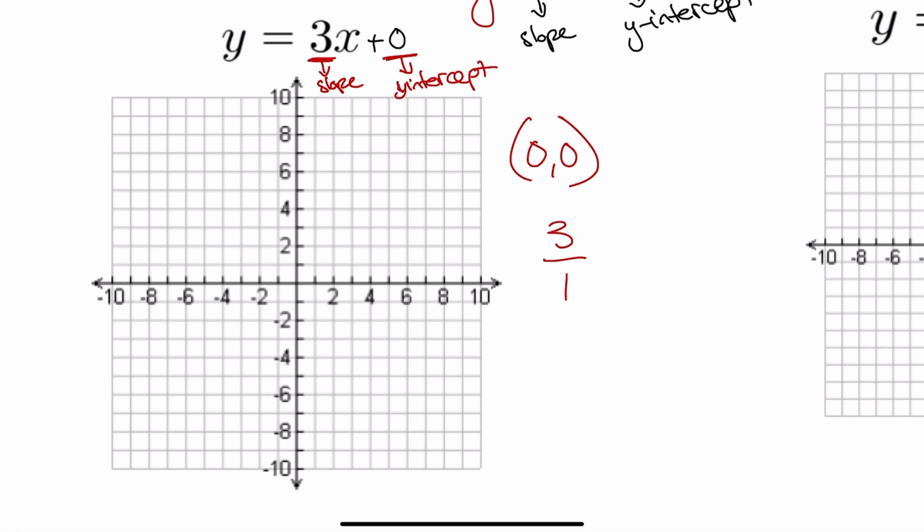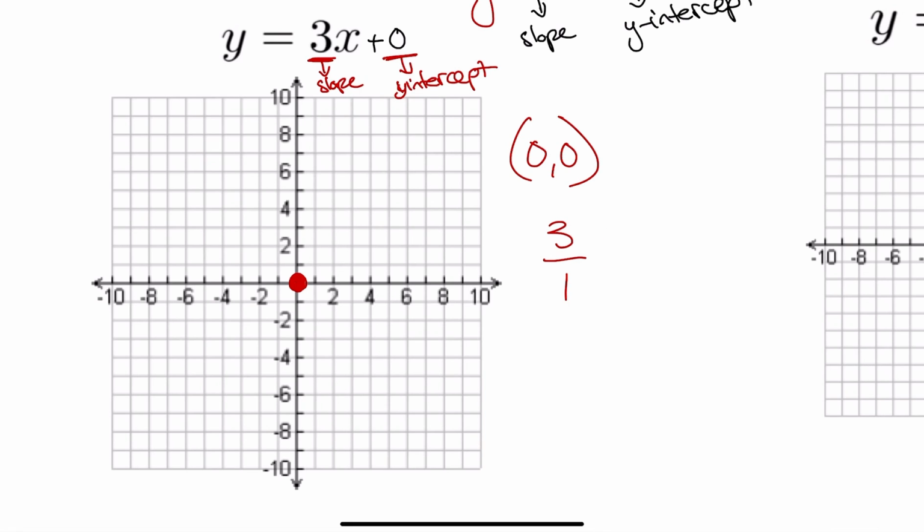Okay, so now let's start plotting. We have both of the things we need, a y-intercept and a slope. So y-intercept here is at 0, 0. 0, 0 is right in the middle of our graph. Right there. Nice. Okay, so now I'm going to use my slope to find another point.